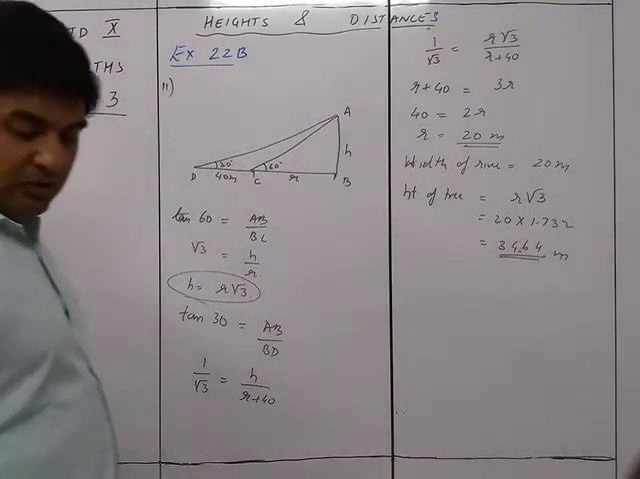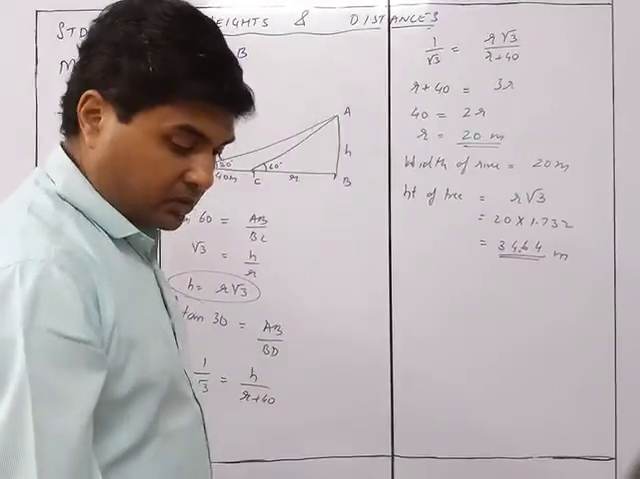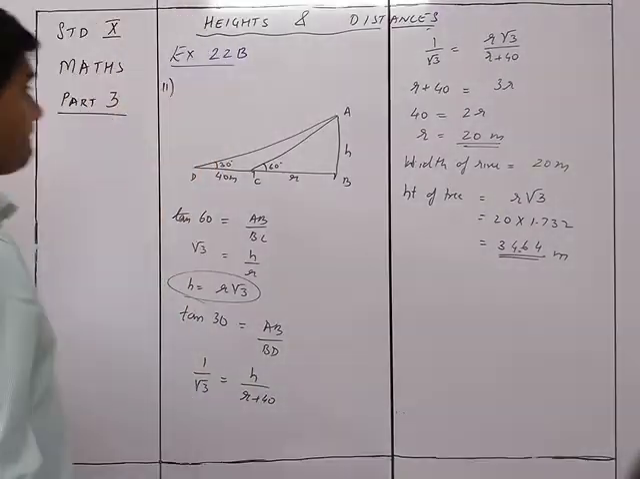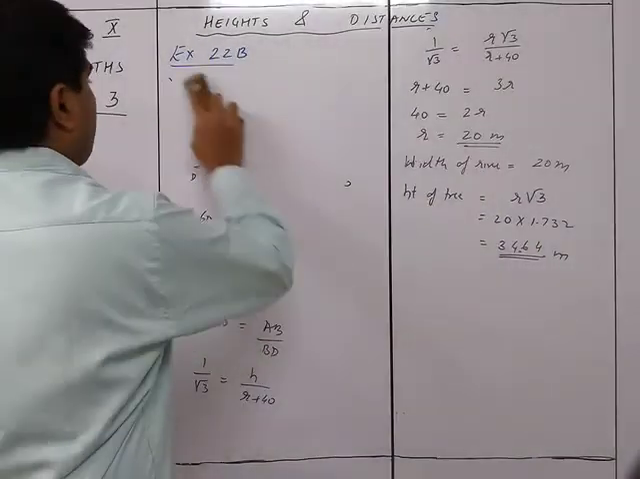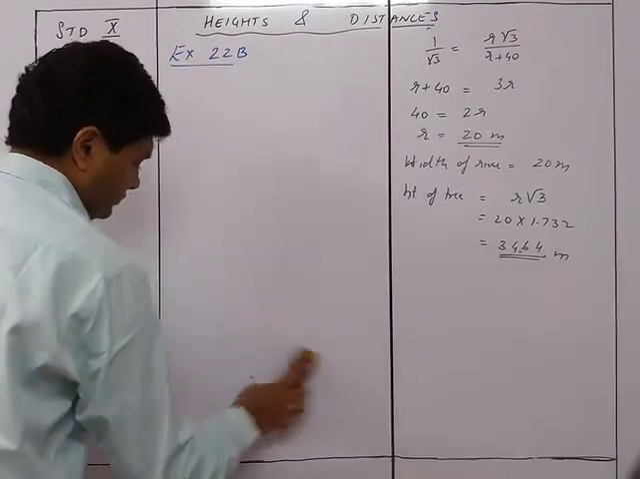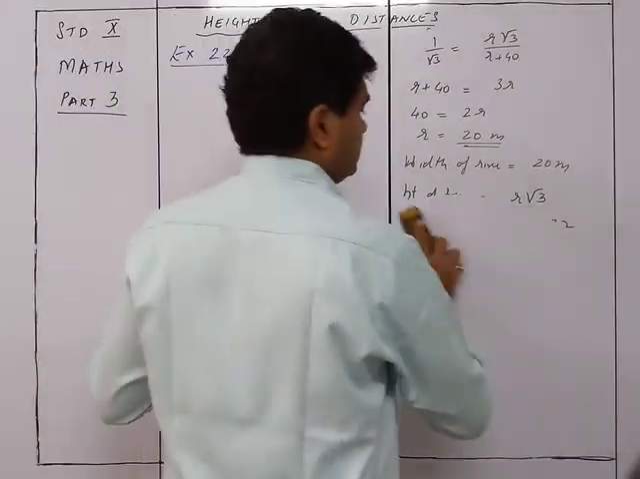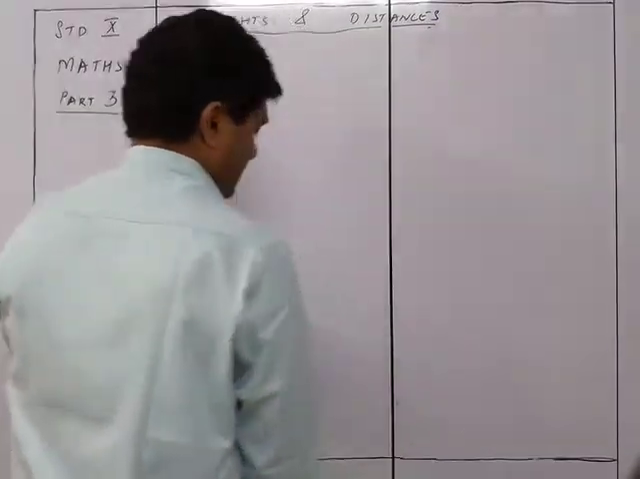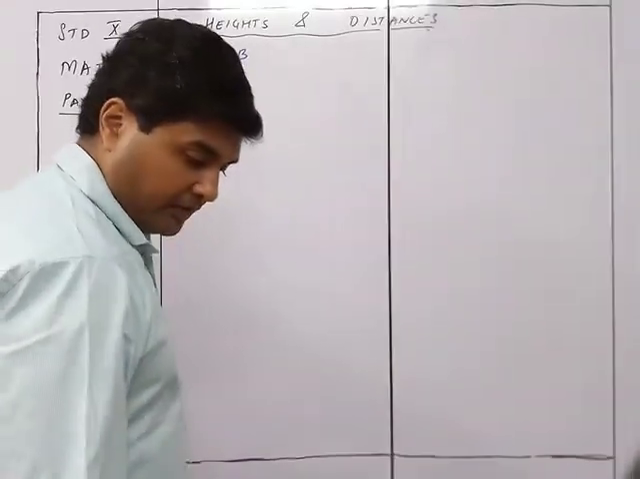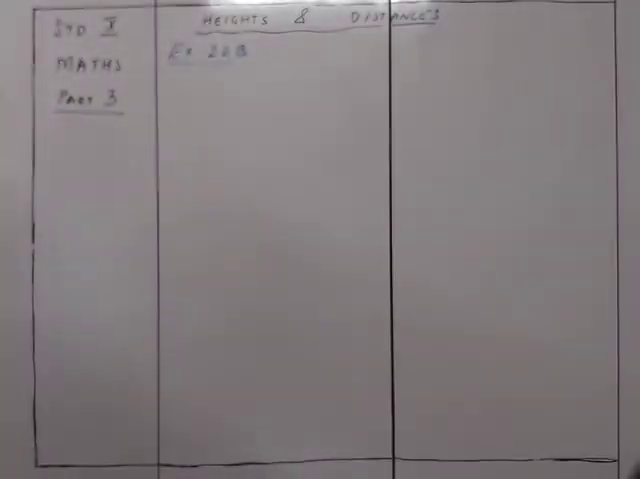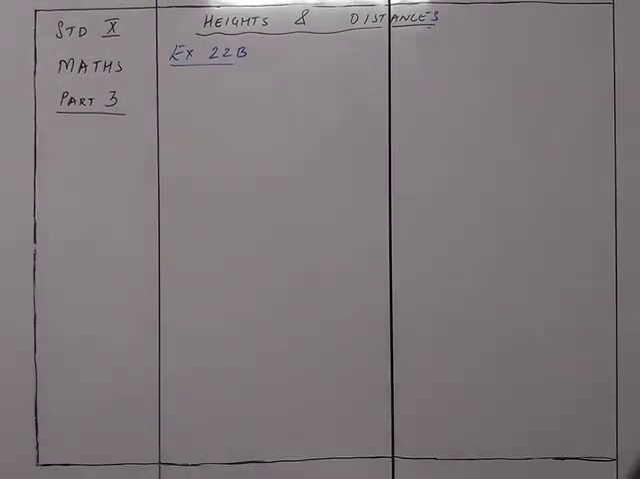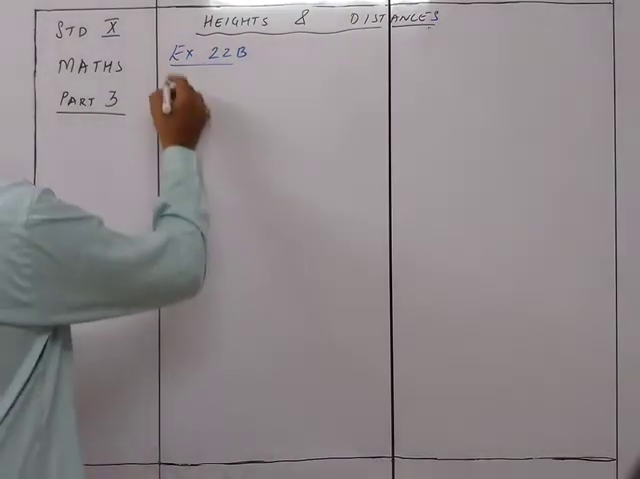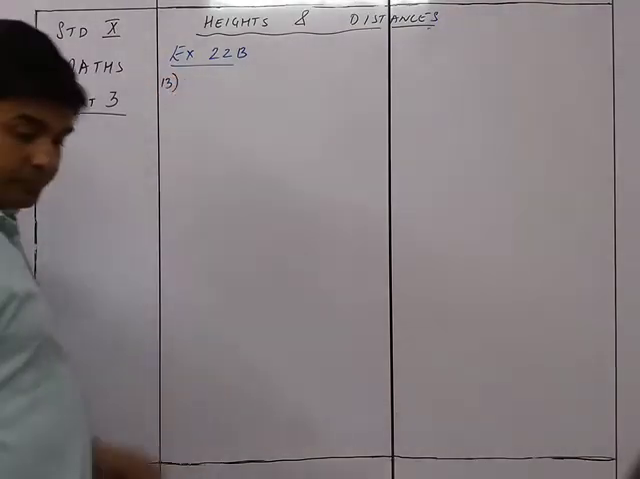Clear? Now we move on to sum number 13. Here we are with sum number 13. Just check up. Yeah, 13 and 15, two sums. We'll just complete it. Sum number 13.